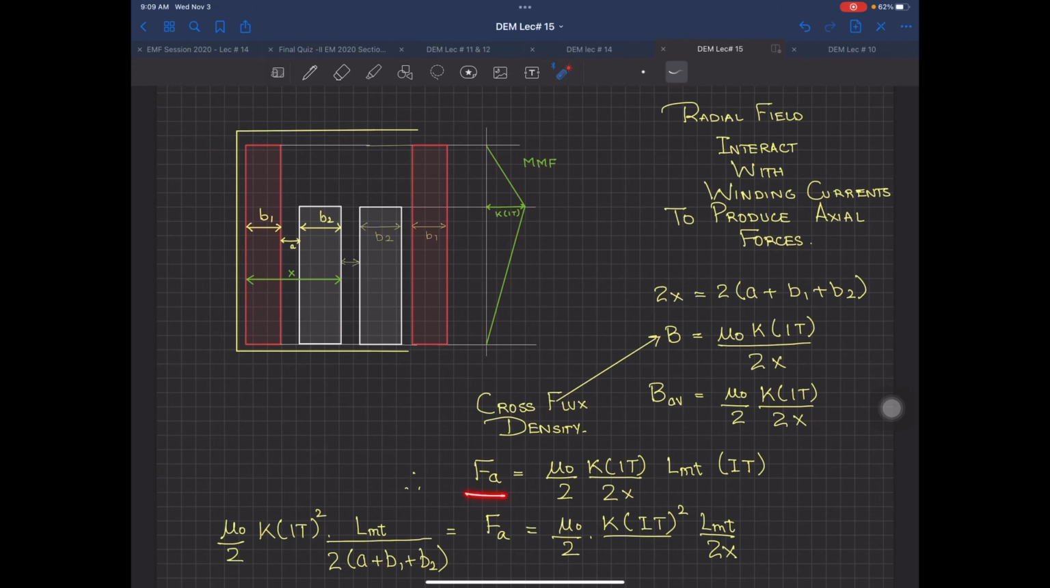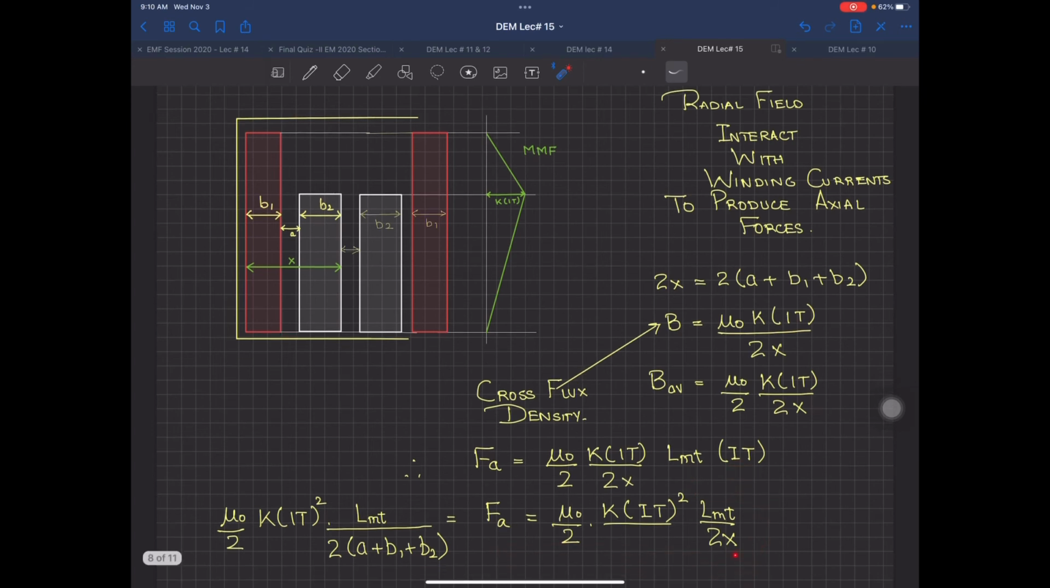So now you find out FA, axial forces over there. Same thing, add this B over there. LMT, what is LMT? LMT is the length of the mean turn over there, and then I am multiplying it by IT over there, and you just take this equation and then you can write down, instead of X, you can write down A plus B1 plus B2.